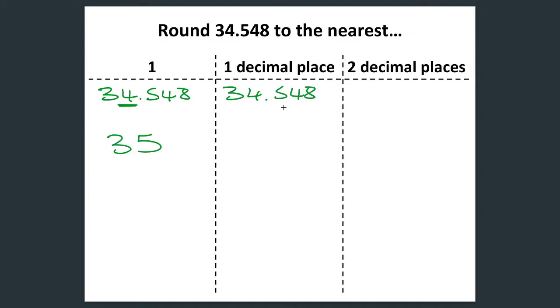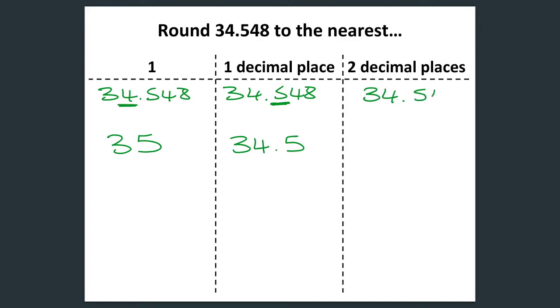To one decimal place. So we underline our first decimal place and we look at the 4. Does 4 round it up or round it down? It rounds it down, so it's going to stay the same. So 34.5, because it's closer to 34.5 than 34.6.